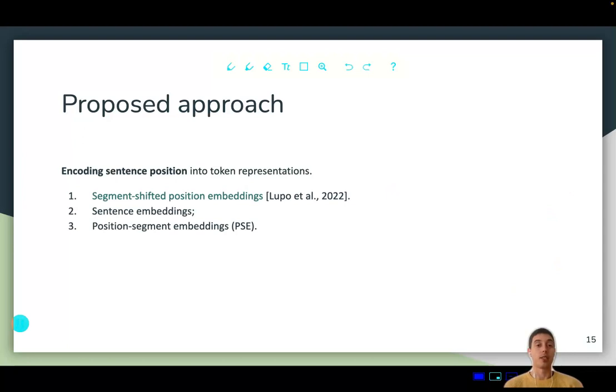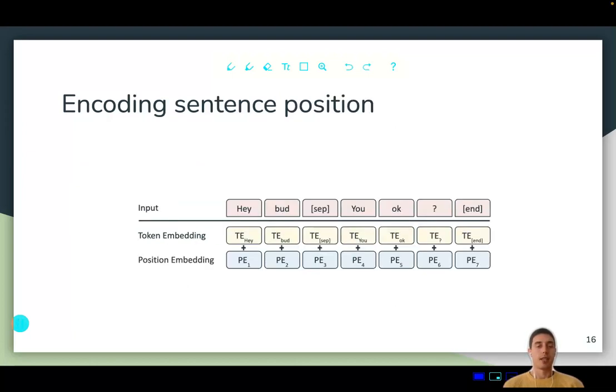There are different ways of encoding sentence position into token representations. The first one that we propose to adopt is segment-shifted position embeddings. Segment-shifted position embeddings consist in a slight modification of the position embedding scheme. Position embeddings are usually sinusoidal and added to token embeddings at the input of the transformer. Positions go from 1 to the position of the last token in the sequence. In this case, we're concatenating 2 sentences, and the last token is at position 7.